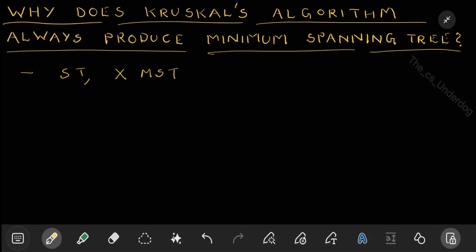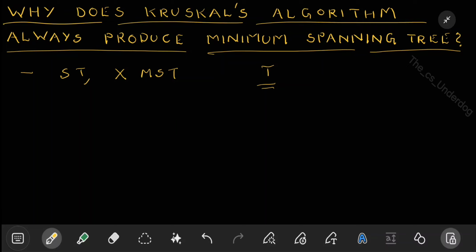We know that we want to prove that it is a minimum spanning tree, but in order to do that proof, we are going to do proof by contradiction, and for that purpose, we are assuming that whatever is the output of Kruskal's algorithm, that is just a spanning tree and not a minimum spanning tree. So I'll call this tree T. So T is the tree that I obtained by applying Kruskal's algorithm.